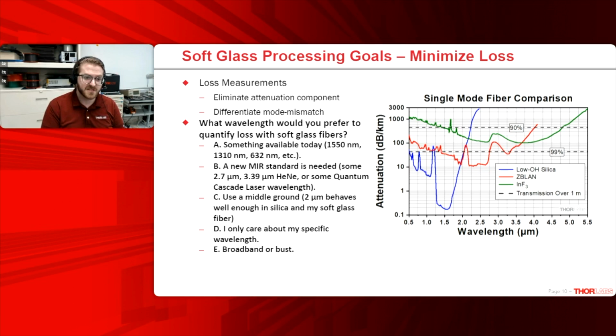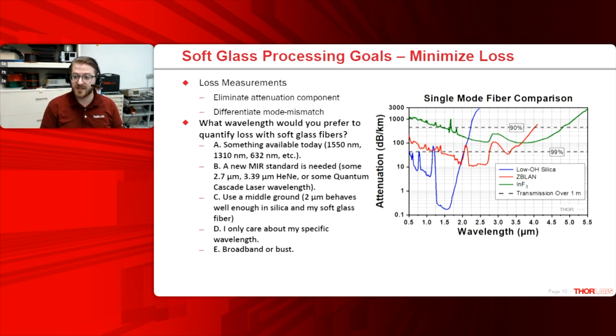Both of those processes need to be low loss, although I'm not going to talk a whole lot about loss today, mostly because I want your help with how to measure loss. There's a few challenges there. First of all, soft glasses tend to have a higher attenuation component, just intrinsic to the fiber, so it's a little difficult to differentiate your splice loss from your attenuation in the segment that you've spliced into.